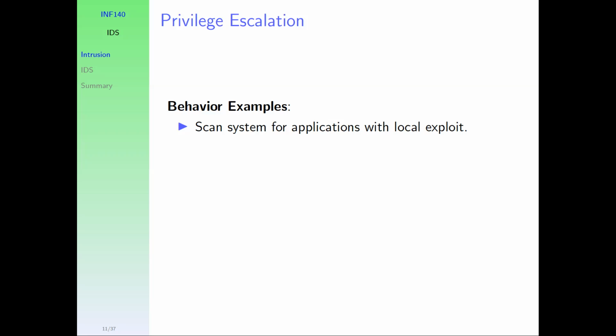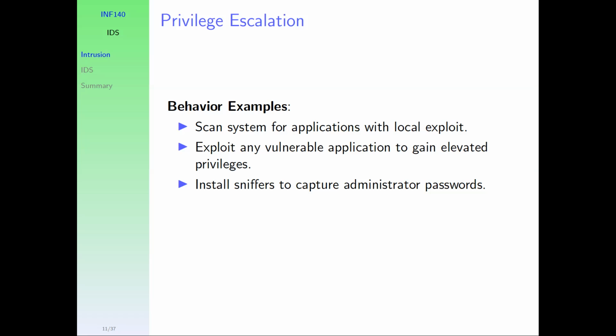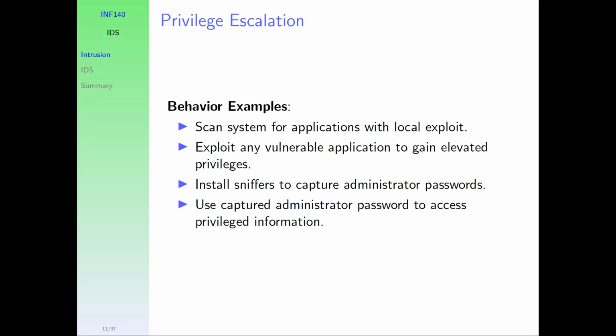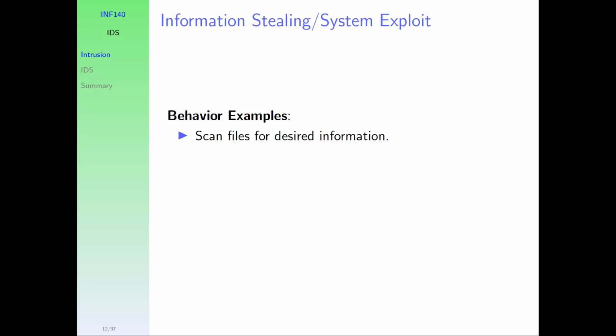And then there is privilege escalation. In this case, if they get some access to the network or the targeted system, but the permission right is not very high, not very powerful, they will try to raise the privilege permission in the system. So scan the system for applications with local exploits, and exploit any vulnerable application to gain elevated privilege. And again, install sniffers and use a captured administrator password to access.